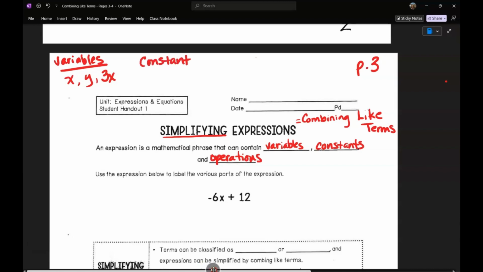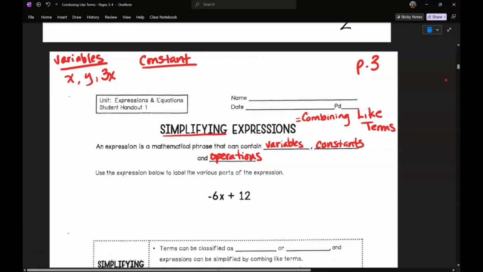And then constants, you should be adding this to your page. A constant is just a number. That could be a positive number like 5. It could be a negative number. It could even be a fraction. Those numbers will never change. They are constantly the same value every time. So we call them constants.